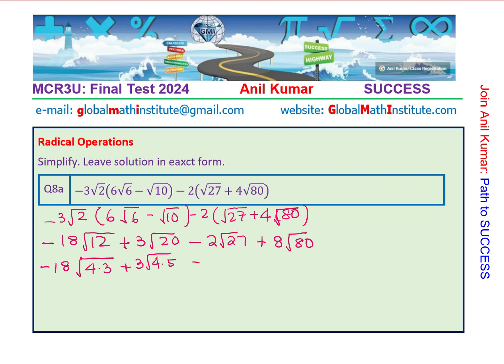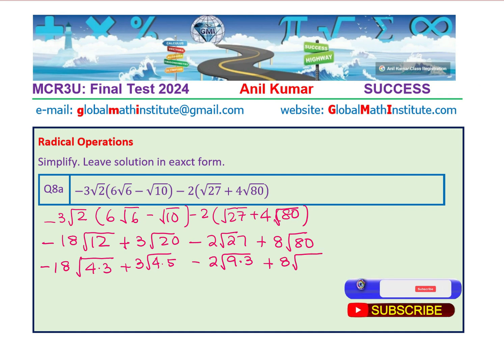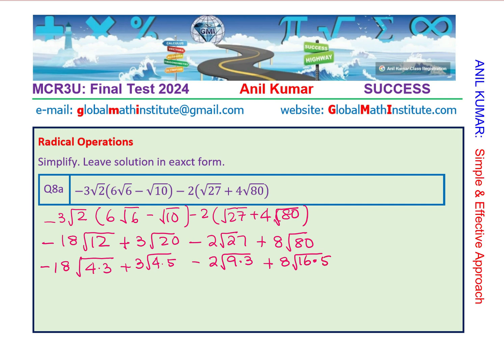2 square root 27, we can write this as 9 times 3, right? Plus 8 within bracket, we have 80. Now, how can you write 80? So 4 times 20, which is 4 times 4, 16 times 5, you could write. Makes sense? So now we can rewrite this as equal to, let me write equal to signs here.